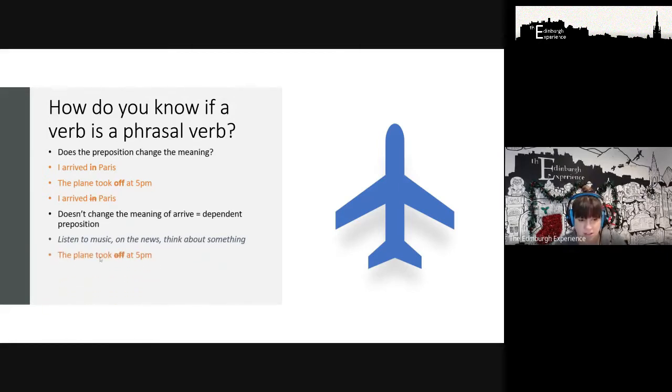If we look at this example, though, of the plane took off at 5 p.m., if I take away off and say the plane took at 5 p.m., that does change the meaning of the verb, okay? So in this case, it is a phrasal verb because that preposition affects the meaning. So it would be like in these examples, right? Turn off the light, put on a jacket, look after children. In all of those examples, the preposition is affecting that main verb. Okay, and that's how we know if it's a phrasal verb or not.